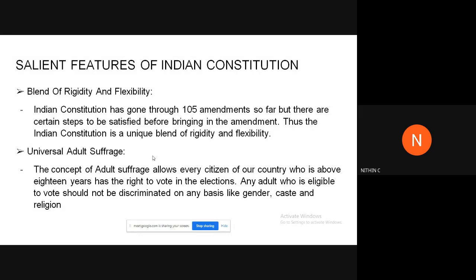Then another feature of our constitution is universal adult suffrage. That is, the concept of adult suffrage allows every citizen of our country who is above 18 years to have the right to vote in elections. Any adult who is eligible to vote should not be discriminated against on the basis of gender, caste, and religion. All adult citizens above 18 years have the right to vote in elections.